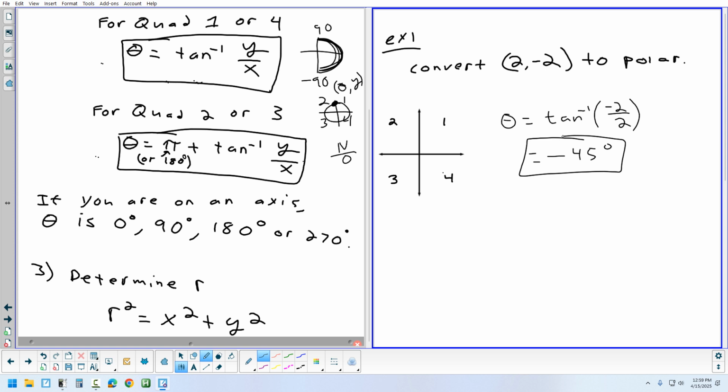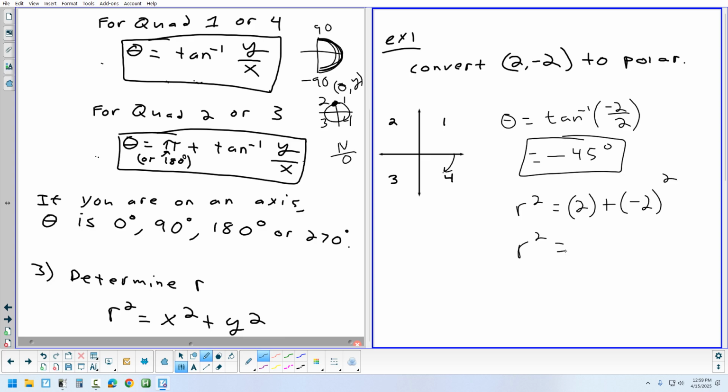It's negative, that's okay. We are going to write it as a positive at the end, but they didn't say we had to right now. So -45 is a rotation like that, going that way. What's the last thing I need to write my coordinate in polar? Find R. So R squared equals X squared plus Y squared.